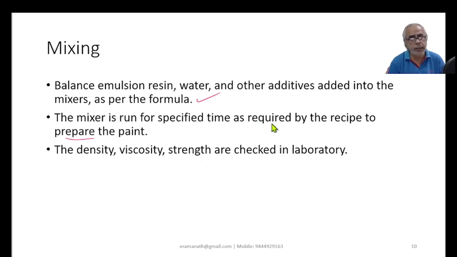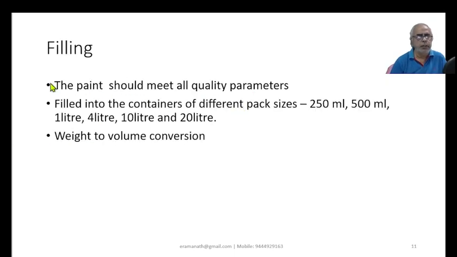the different types of pigments and extenders we need to judge the grinding time and grinding level also. Then the density, viscosity, strength are checked in the laboratory, and this is the continuous, regular process of quality checking. And finally, the paints are filled. Before that, it should meet all quality parameters, and they are filled into the containers with different pack sizes: 250 ml, 500 ml, 1 liter, and 4 liter, 20 liter, 10 liter, etc.